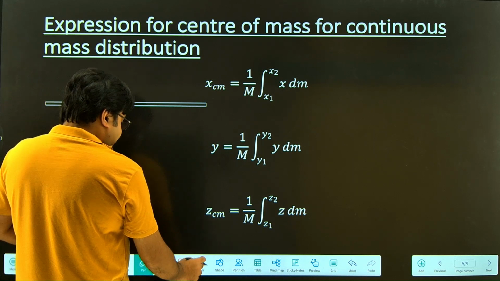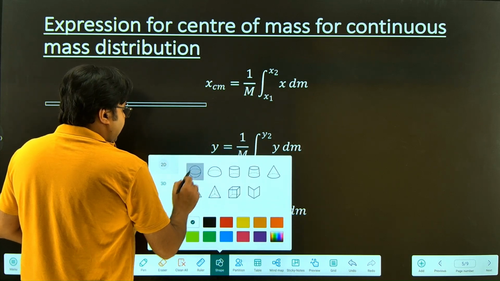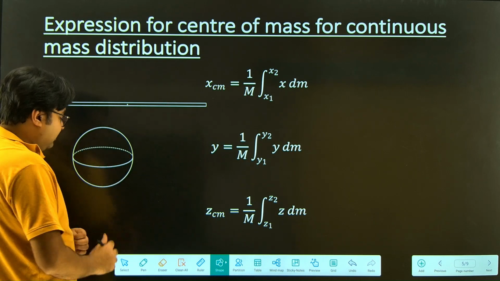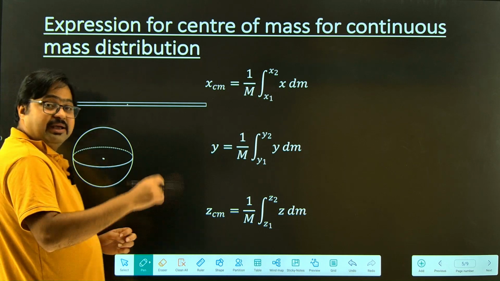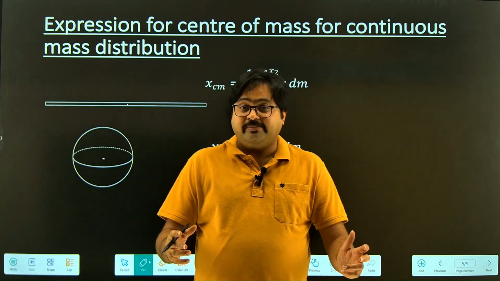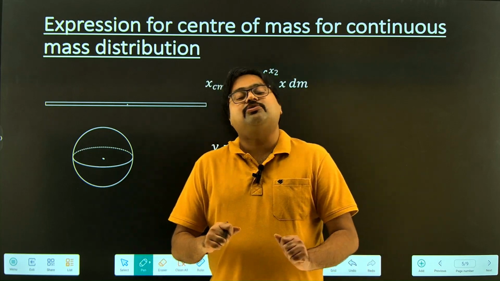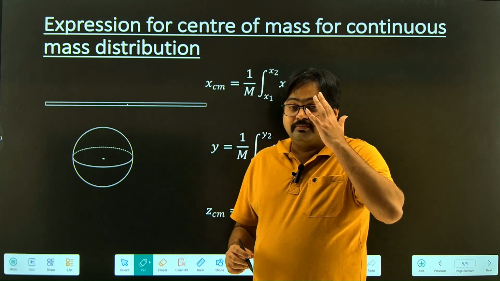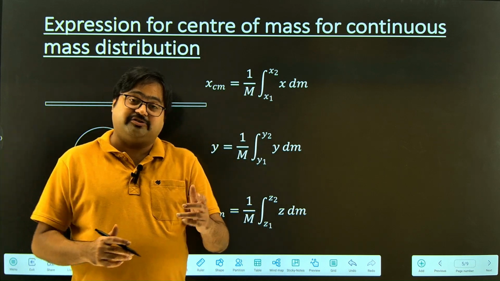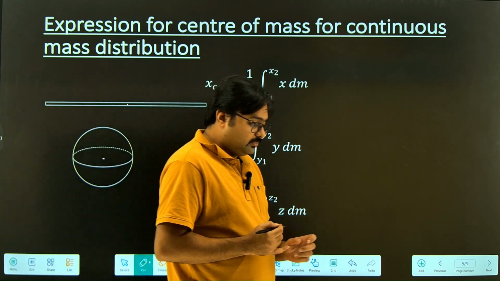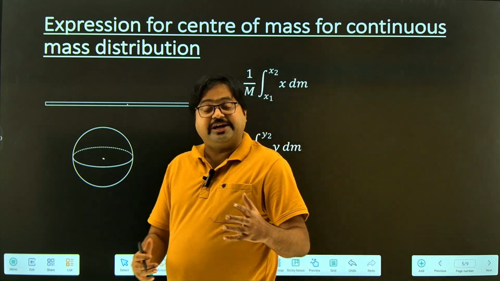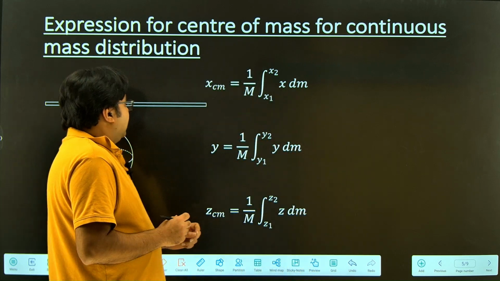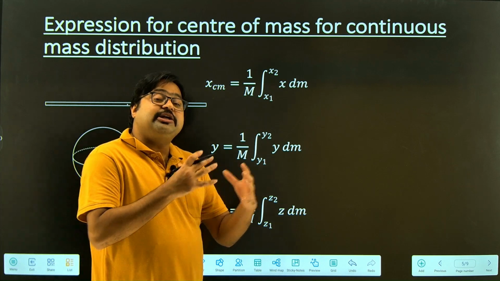And if you have a sphere, like that one, and I ask you where the center of mass for such an object is, you would say, sir, again at the center. So if the bodies are uniform and symmetric, then it's quite simple to say where the center of mass is. It's at the geometric center of that body. But then the question is, what if the body is not symmetric? How to find the center of mass of such bodies? That's exactly what we are going to explore in this part of the video: the center of mass for a continuous mass distribution.